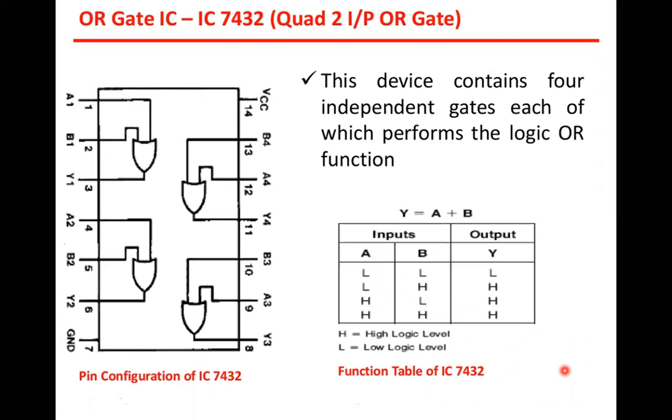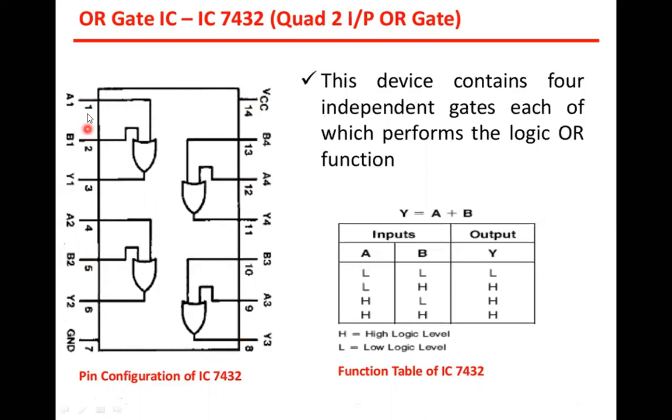In the same manner, this is pin 14. This is 1, 2, 3, 4, 5, 6, and 7. Opposite to 7 is 8, 9, 10, 11, 12, 13, and 14. The 7th pin is ground and the 14th is plus VCC.